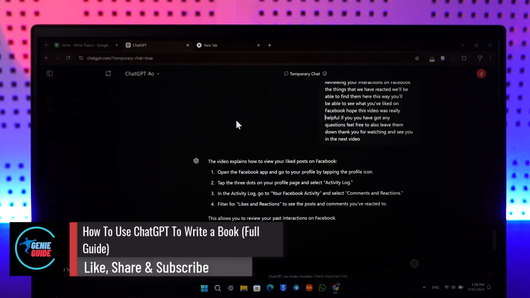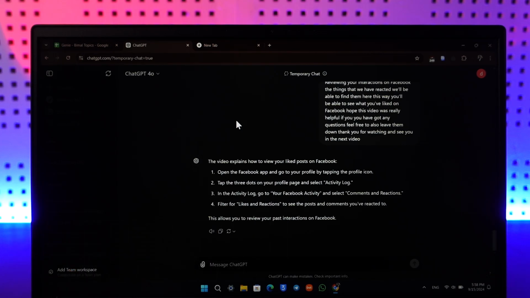How to use ChatGPT to write a book. So now let's say you have got a certain story in mind and you want to write a book based on the story. What do you do? So you have got ChatGPT and then you want to write a book, right?